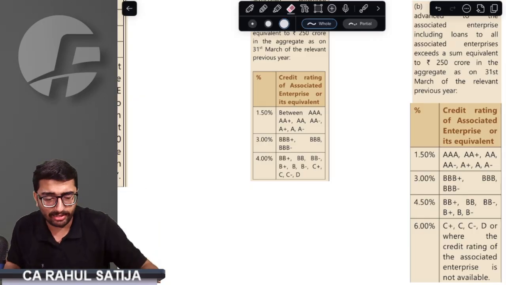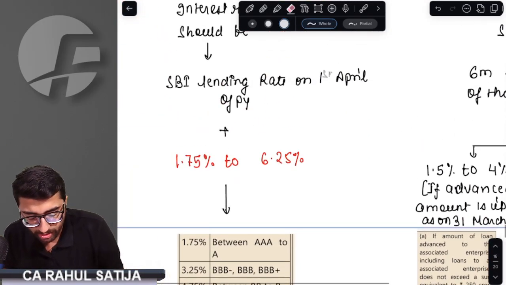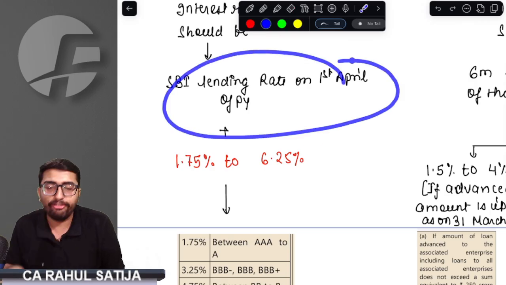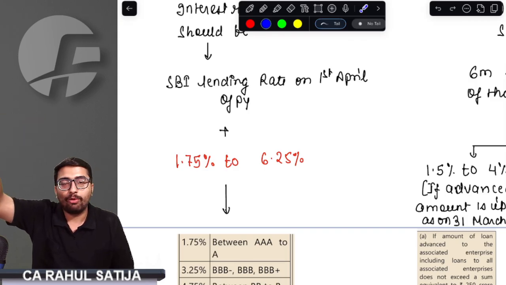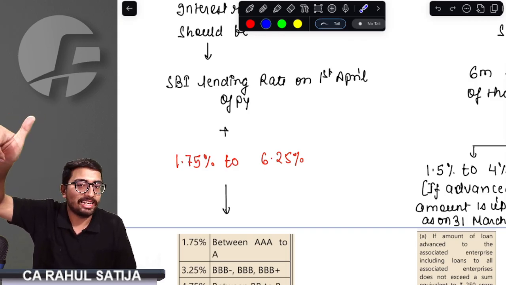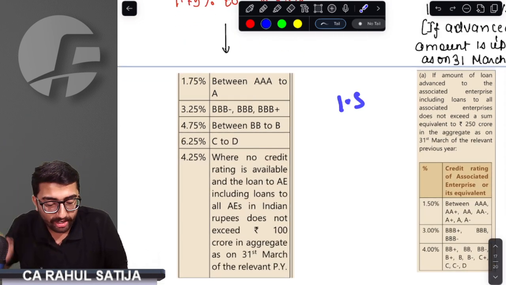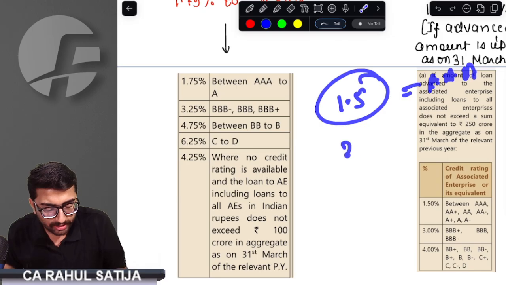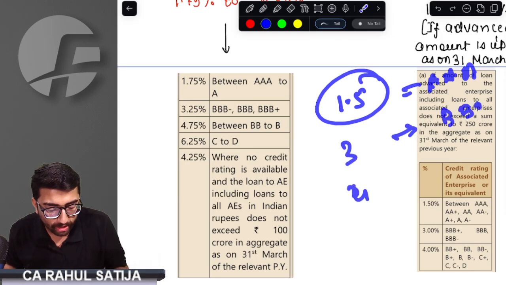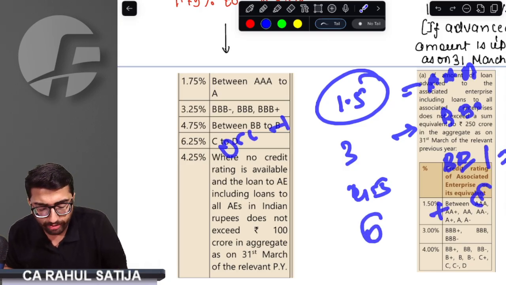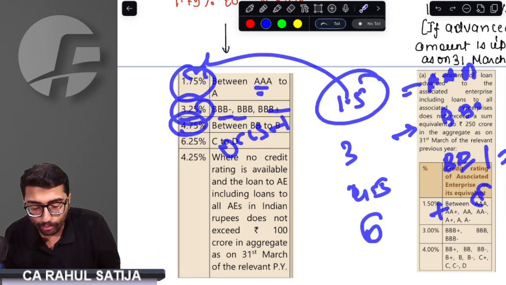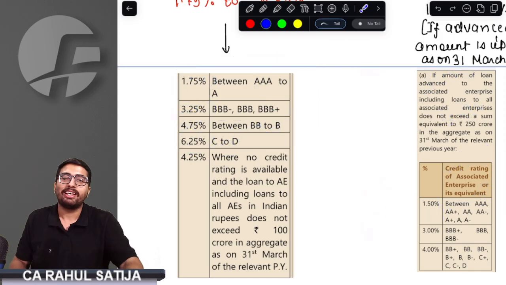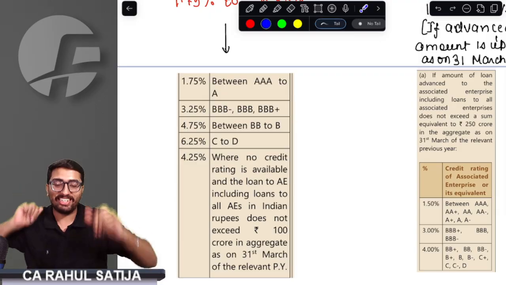Similarly, if a loan is given in rupees, then what to be added? So SBI lending rate, whatever rate at which SBI lends, that has to be taken plus something: 1.5% for AAA, 3% for triple B, 4.5% for B, double B and single B, and 6% for C. Add 0.25%. This will give us 1.75 for AAA, 3.25 for BBB, 4.75 for B, and 6.25 for C and D. See, very simple point it is.